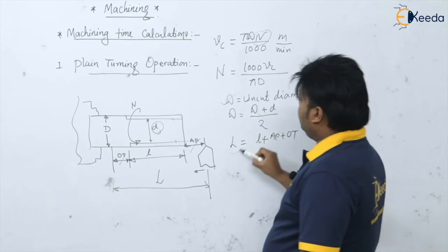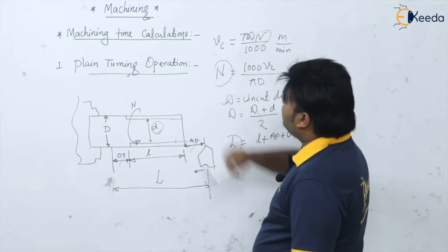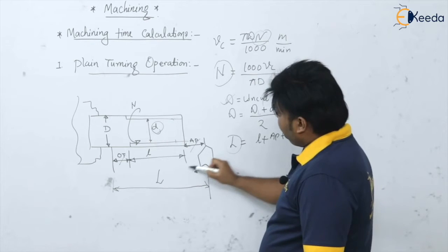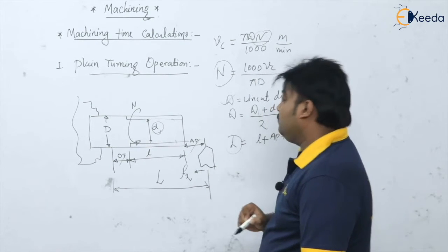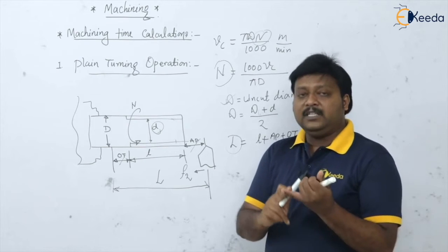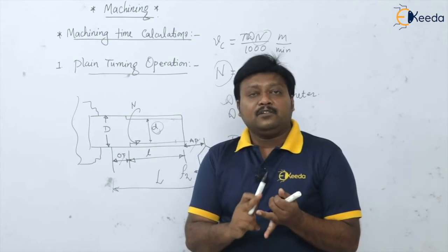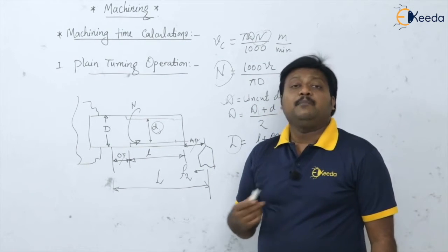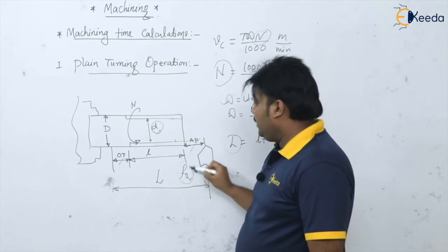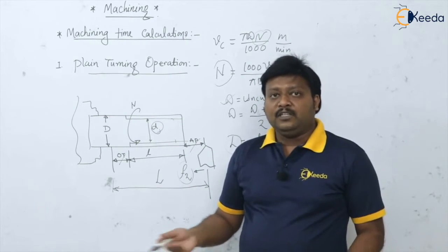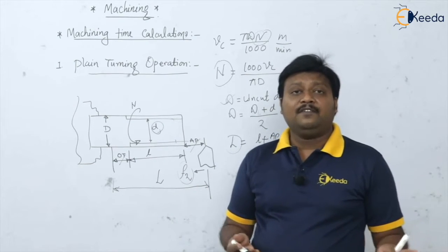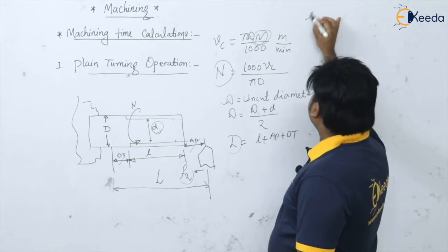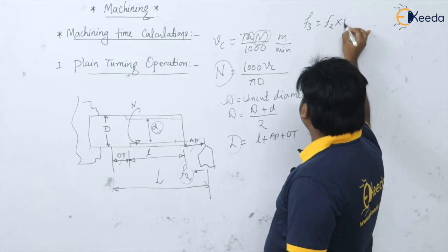Once you get this length, you have the RPM of the spindle with which the job is rotating, and you have the feed given to the tool. We are very clear now: F1 is our feed per tooth, F2 is our feed in mm per revolution, and F3 is our table feed, which is in mm per minute. Instead of F2, you can directly use F3 if the direct value of F3 is given instead of giving N in the question. You know that F3 is F2 into N.